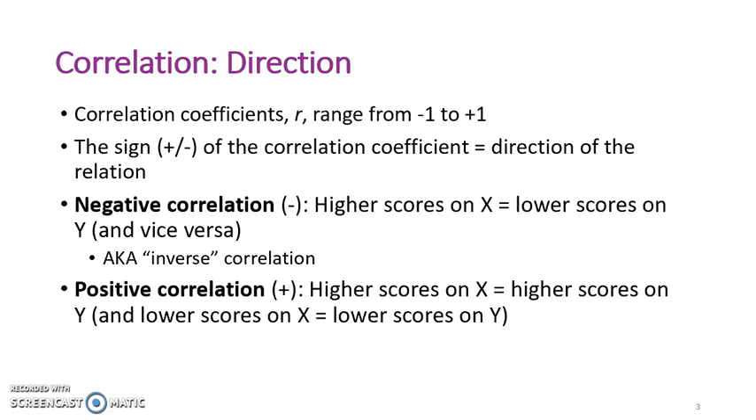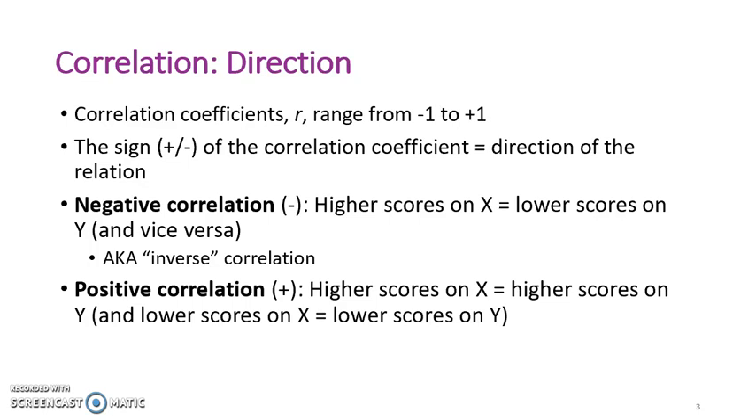Linear correlations range from -1 to +1. In other words, the lowest a correlation can be is -1, and the highest a correlation can be is +1. The sign of the correlation coefficient, that is, whether it is positive or negative, tells us the direction of the relation. A negative correlation means that higher scores on one variable are associated with lower scores on another variable, and lower scores on one variable are associated with higher scores on another variable.